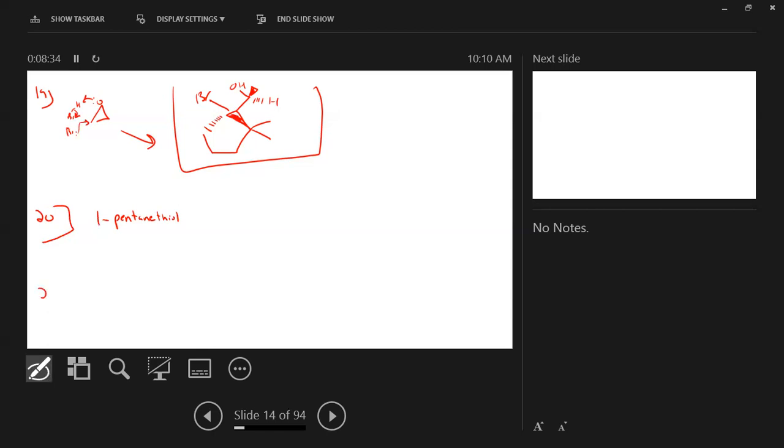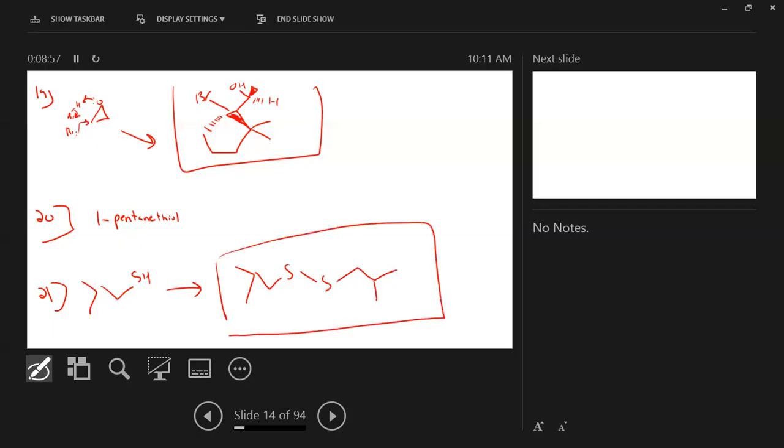We can even put 21 here. They show us this right here. And anytime you see an oxidation, you're going to form a disulfide, or a sulfur-sulfur bond. So this is going to yield the same thing. Now we just have a sulfur bond right there. So we're going to put this for 21. If you see an oxidizing agent such as O2 or I2, this is going to give you your disulfide.